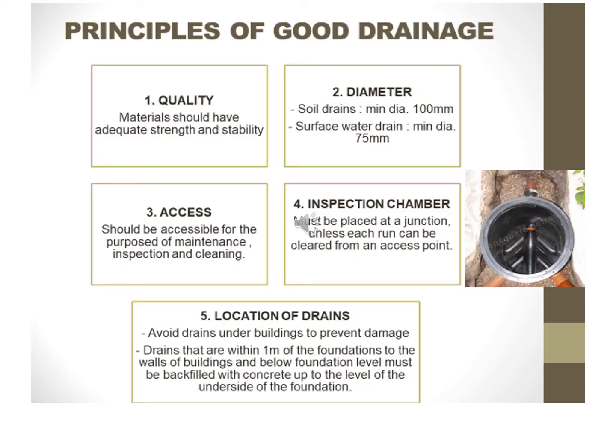There are 5 principles of good drainage. First, quality. The materials should have adequate strength and stability. The examples of material are steel, copper, plastic, and cast iron. Diameter. The minimum diameter for soil drains is 100 mm and the minimum diameter for surface water drains is 75 mm.